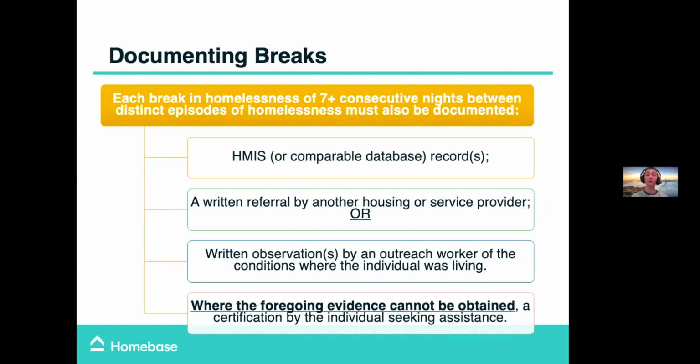Maybe the outreach worker was working with the client while the client themselves was paying for a hotel room, or while the client had moved in with a friend for a bit. The outreach worker was still in contact. And if you can't get any of those third-party forms of documentation, you can always fall back to self-certification. As long as you document your attempts to find better documentation, there's no cap on the amount of self-certification you can do when you're documenting breaks.